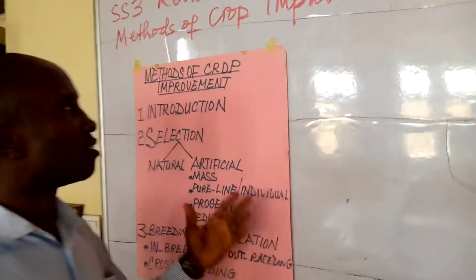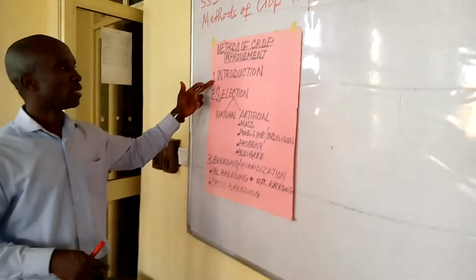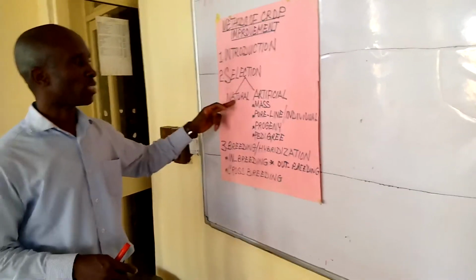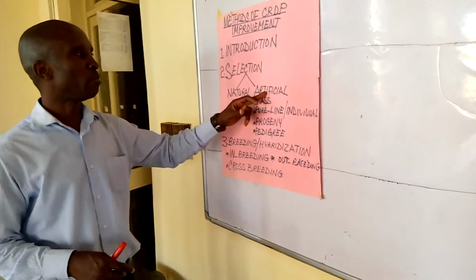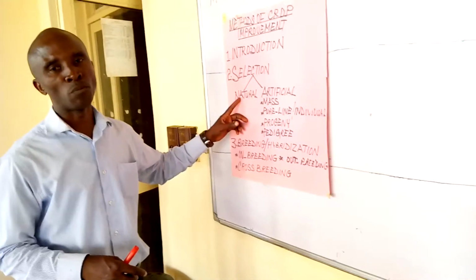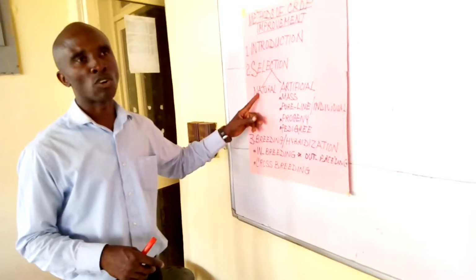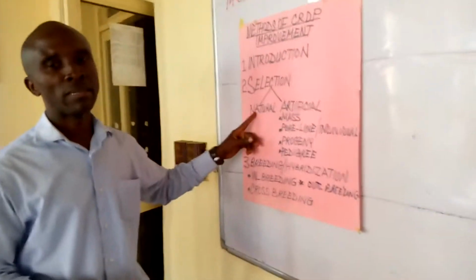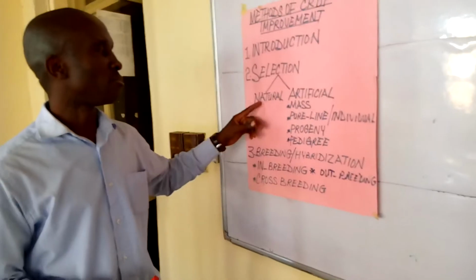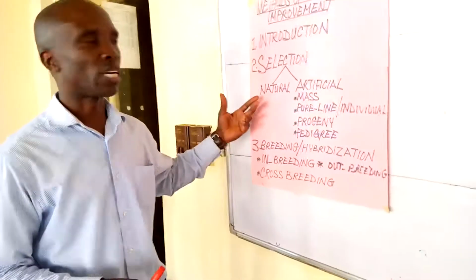So there are different methods of achieving that. Number one is called introduction method. Number two is called selection method. Selection method is divided into two: natural method and artificial method of selection. The natural method is what happens in the jungle or in the bush. Strong crops survive, while weak crops that are not able to compete or survive adverse weather conditions die. So naturally, some crops are selected while others go extinct because they cannot survive.